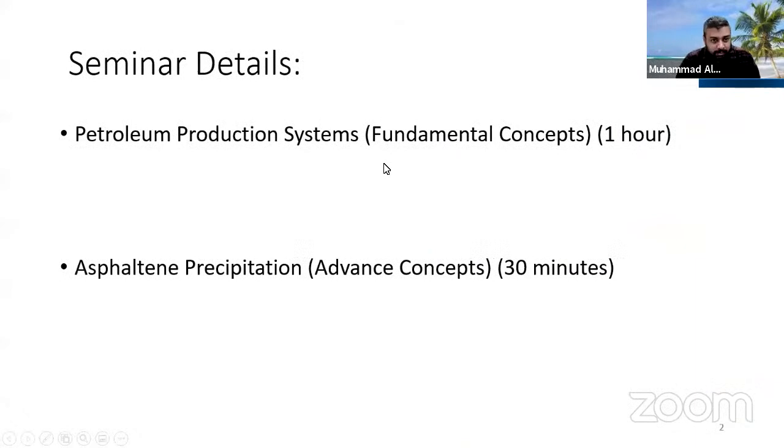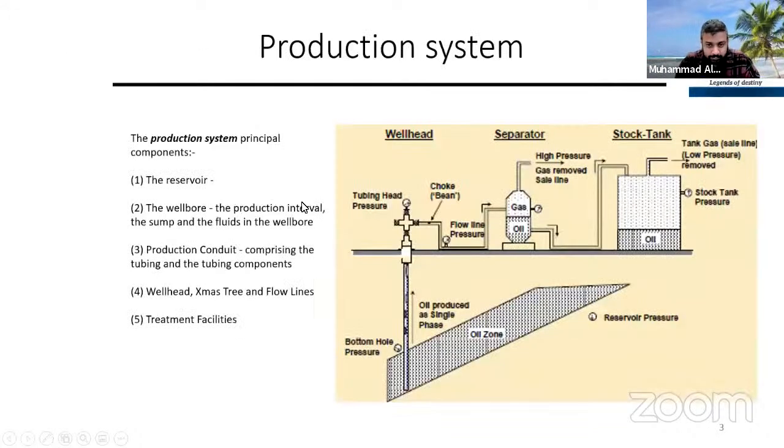So let's talk about the production system and the asphaltene precipitation problem. Based on the audience, I have devised this presentation in two parts. In the first part, I'll talk about the production system fundamental concepts, the basic production system and how it works. I will try to say it like a story. Later on, I will move to the advanced topic of asphaltene precipitation, and we'll talk about what it is, what's going on with that, and what we are doing currently.